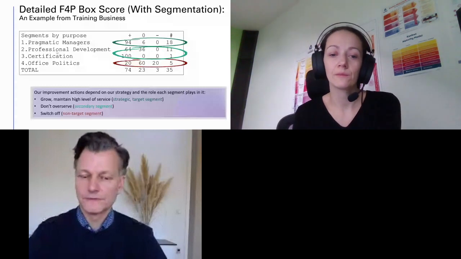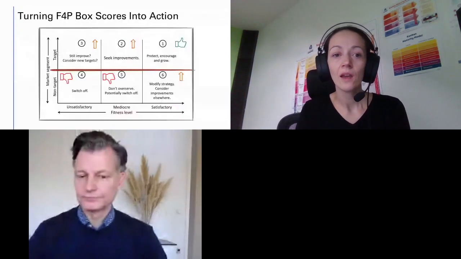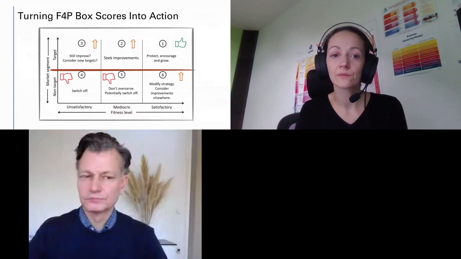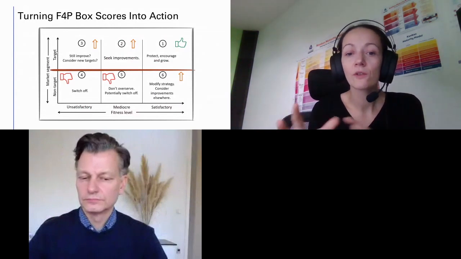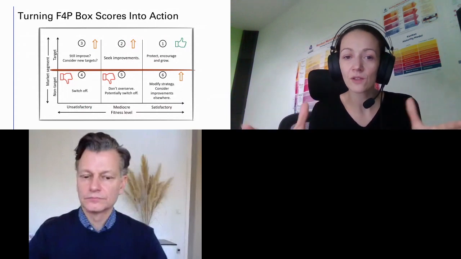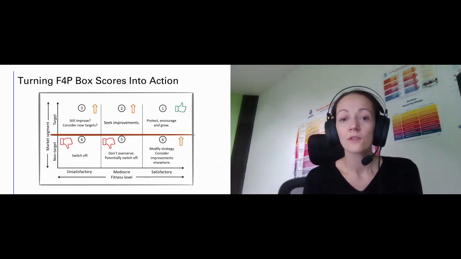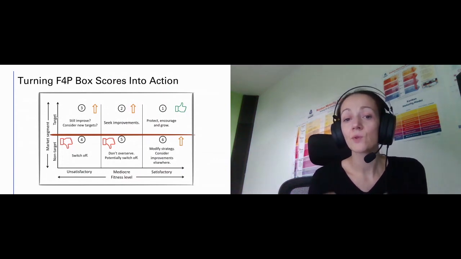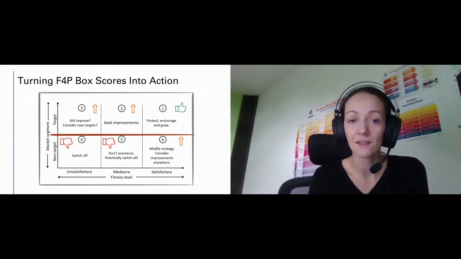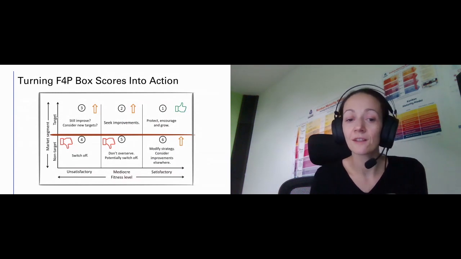And how did we really come to this answer? We use something called a box score, the fit for purpose box score, where you put any of these segments into the score, which tells you what you really should do. So if your fitness level is satisfactory and this is your target market segment, you should protect, encourage, and grow this market segment. Then if you see that these people are your target, but the fitness level is not yet perfectly met, you may look for improvements.